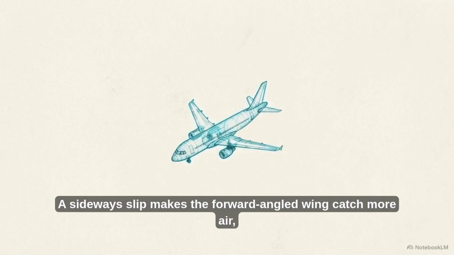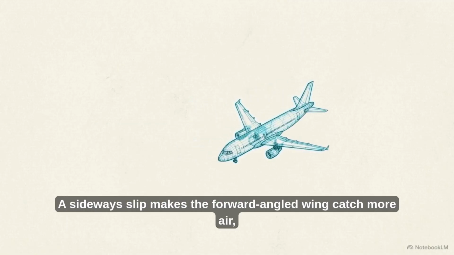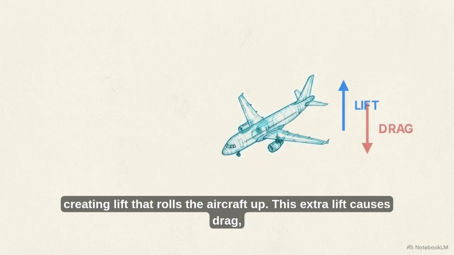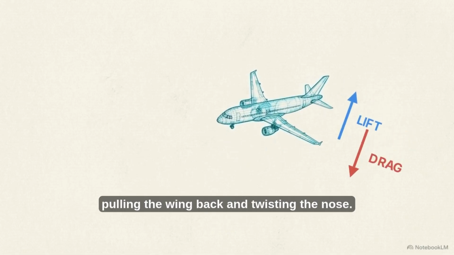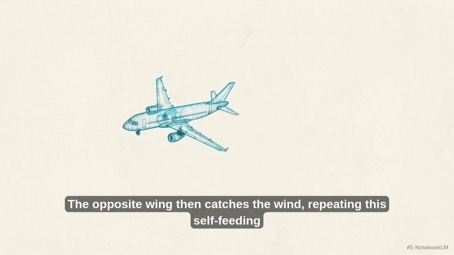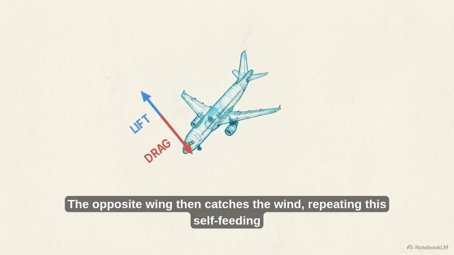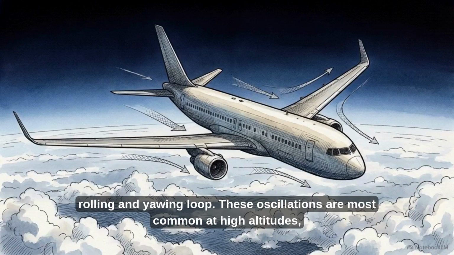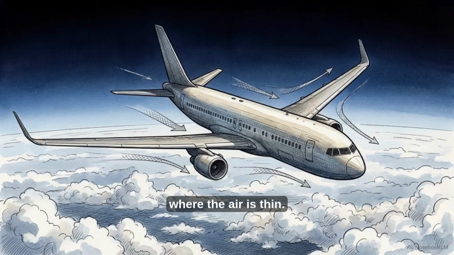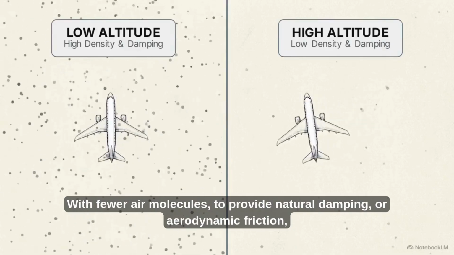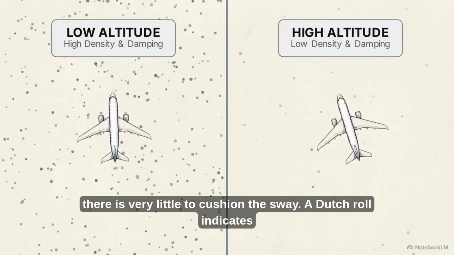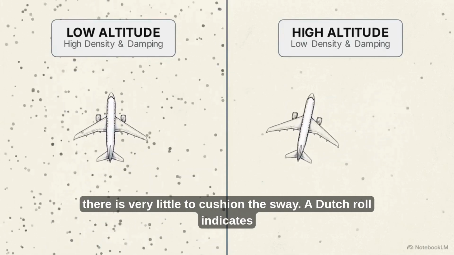A sideways slip makes the forward-angled wing catch more air, creating lift that rolls the aircraft up. This extra lift causes drag, pulling the wing back and twisting the nose. The opposite wing then catches the wind, repeating this self-feeding, rolling, and yawing loop. These oscillations are most common at high altitudes, where the air is thin. With fewer air molecules to provide natural damping, or aerodynamic friction, there is very little to cushion the sway.